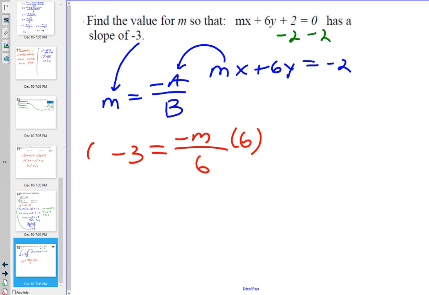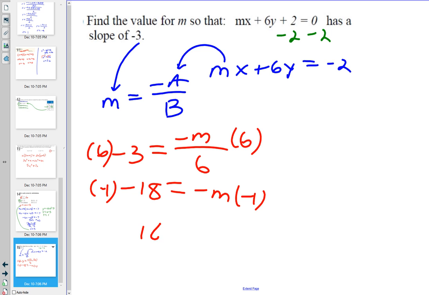Times 6 times 6, I get negative 18 is equal to negative M over 6. I'm sorry, it's equal to negative M. And then how do you get rid of the negative? Times negative 1. So the answer there should have been 18. What would I put in? I'm gonna type this in. 18. Okie dokie.